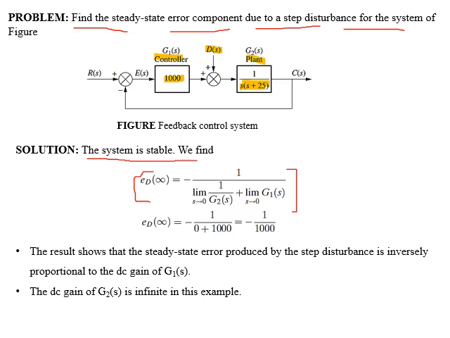Now applying the limits, we achieve -1 divided by 0 plus 1000, which equals -1 divided by 1000. The result shows that steady state error produced by step disturbance is inversely proportional to the DC gain of G1 of s, and the DC gain of G2 of s is infinity.